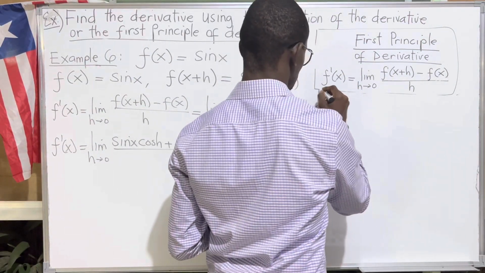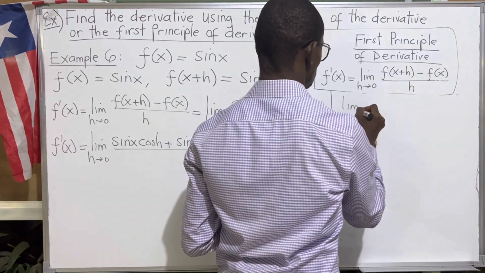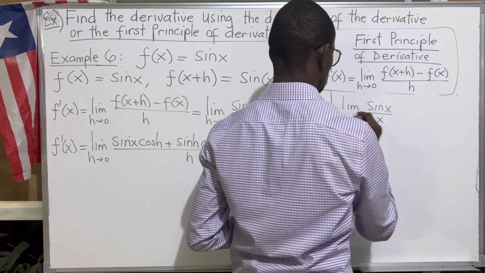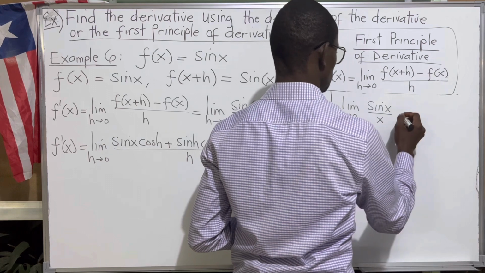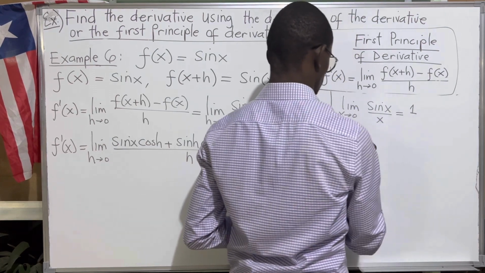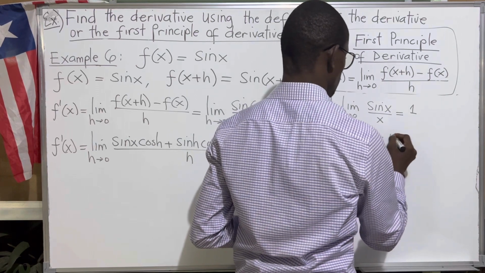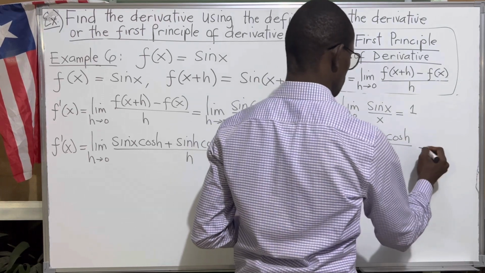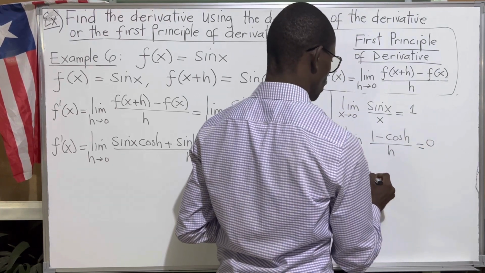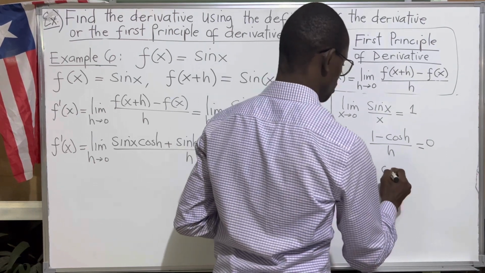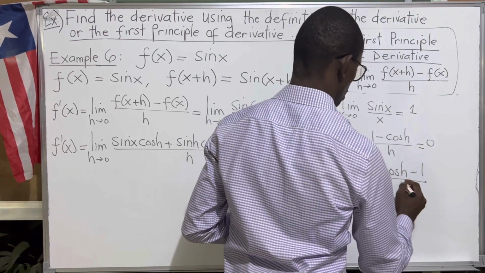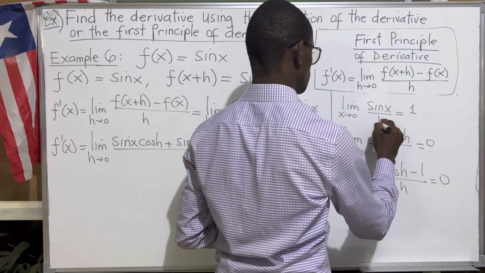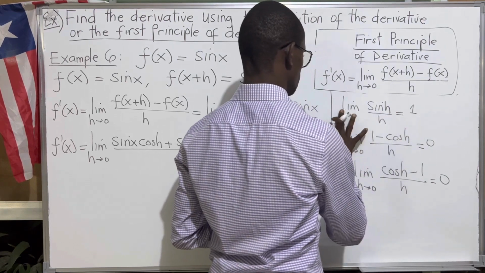Now, in addition to this property, let's also have the limit of sine of x all over x as x approaches 0 is equal to 1. The limit of 1 minus cos of h all over h as h approaches 0 is equal to 0. And also the limit of cos of h minus 1 all over h as h approaches 0 is equal to 0. So let's maintain h because we're dealing with h here.